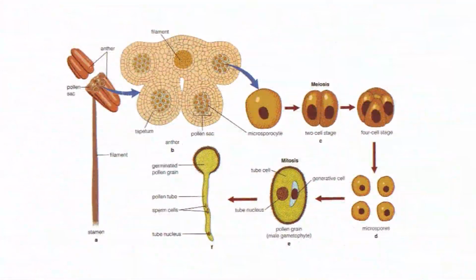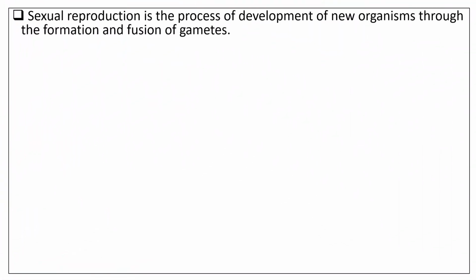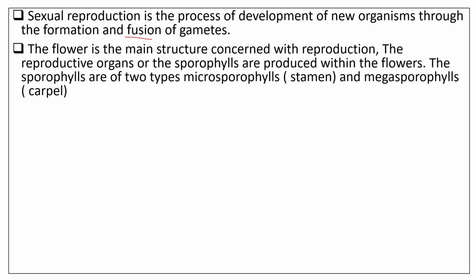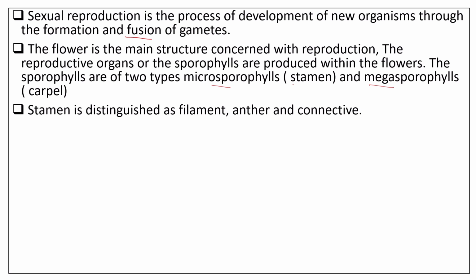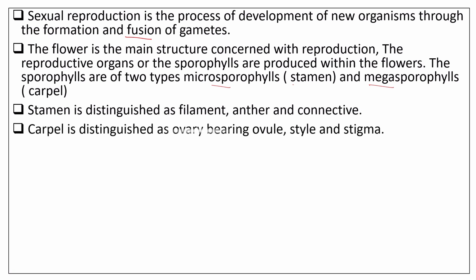Today, we start with the Structure of Anther. Let's shortly revise the previous class. Sexual reproduction is the process of development of new organisms through the formation and fusion of gametes. The flower is the main structure concerned with reproduction. The reproductive organs or the sporophylls are produced within the flowers. The sporophylls are of two types: microsporophylls, stamen, and megasporophylls, carpel. Stamen is distinguished as filament, anther, and connective. Carpel is distinguished as ovary-bearing ovule, style, and stigma.